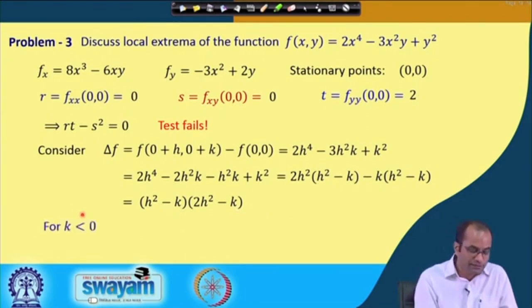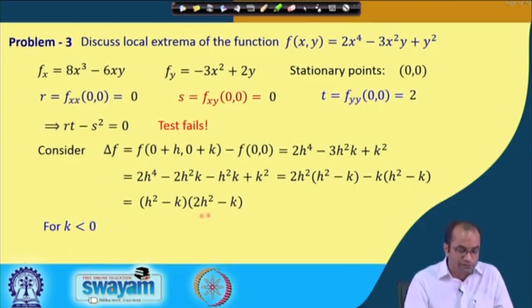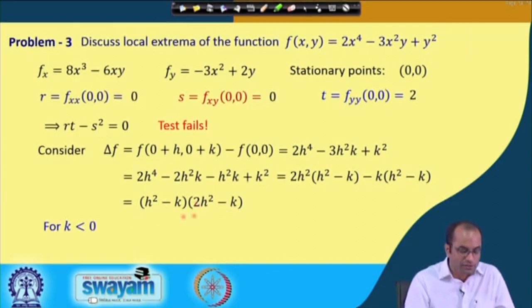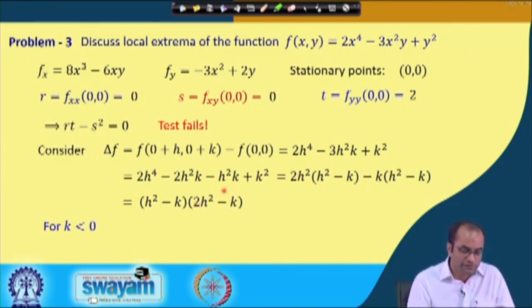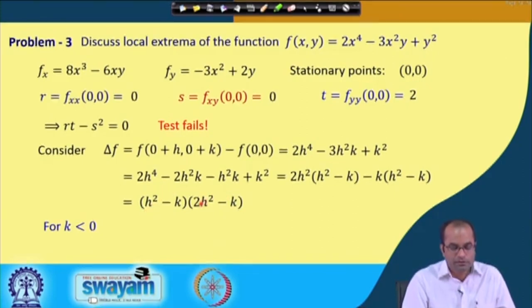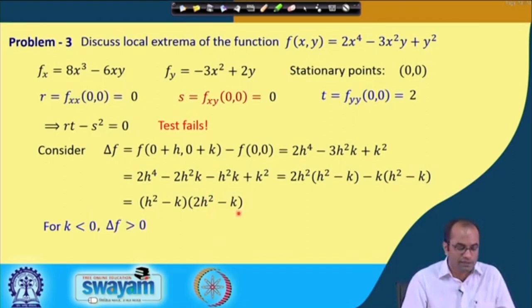First possibility we will take is that k is negative, for example. So if k is negative, irrespective of whatever our h is, as long as k is negative, this term will be positive here, minus k term. Here also the minus k term will be positive. So whatever h is, h may be 0 or h may be non-zero, but when k is negative, this product is going to be positive. So we have this delta f positive in this situation when k is negative.